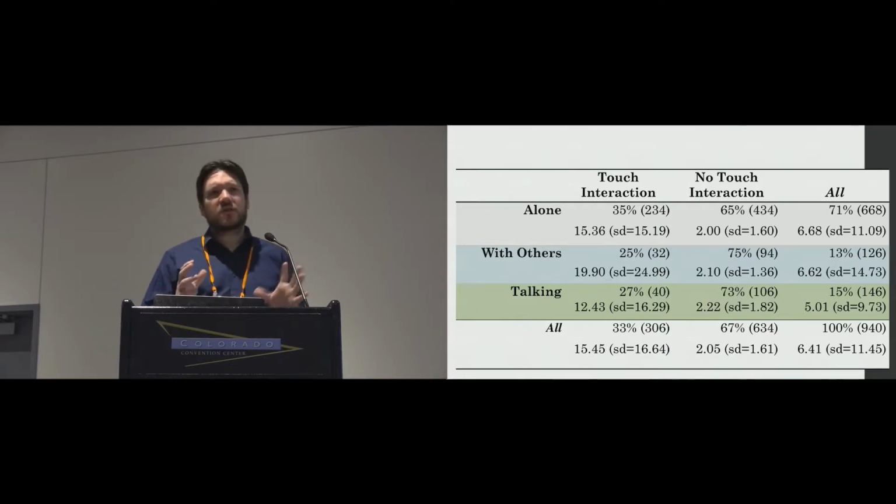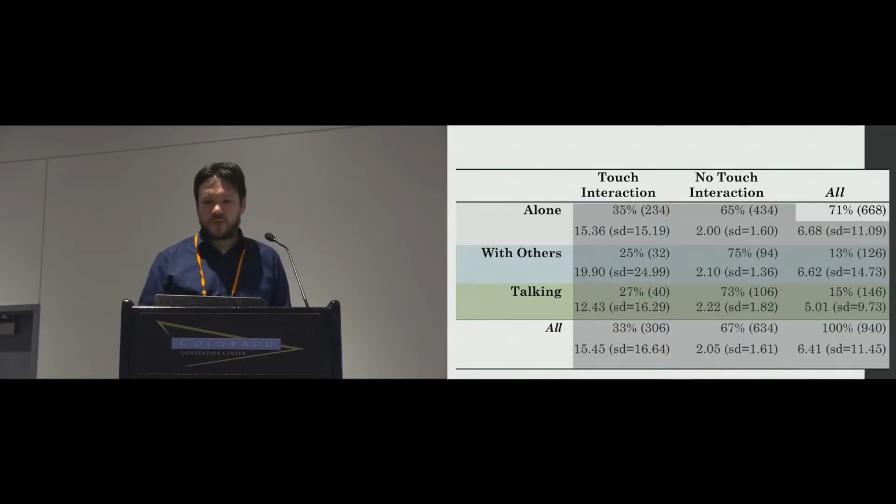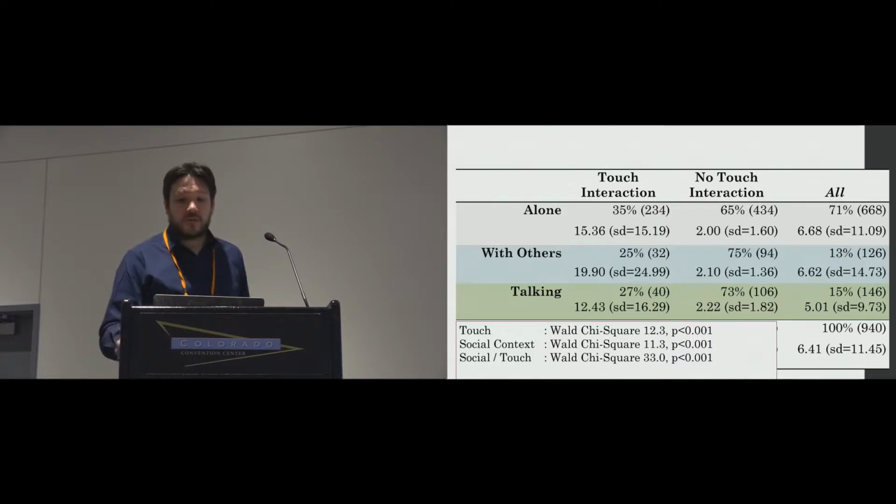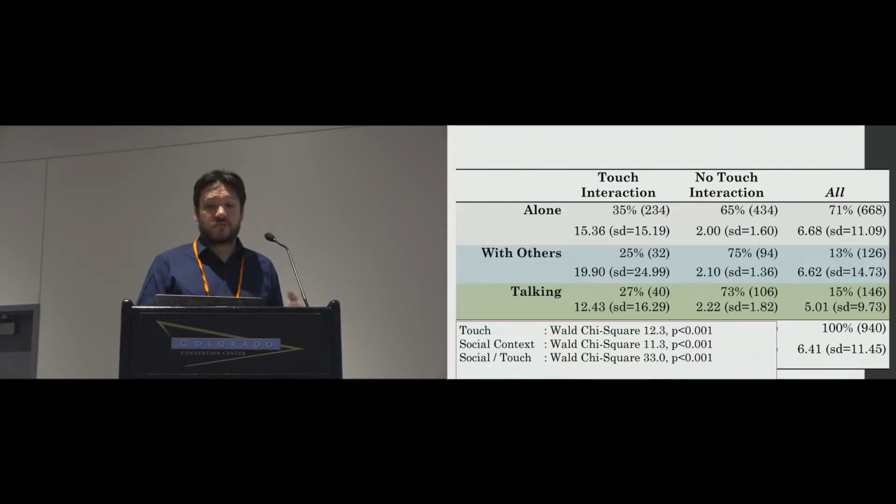So if we look at this, we can start to see some interesting patterns. One here is that 71% of use was done alone. Now, given that all our participants had families, co-workers, friends, that seemed like a hint that they were already modulating their use to avoid using it when in the presence of others. And this was backed up by our repeated measures logistic regression, indicating a significant effect for all three aspects.